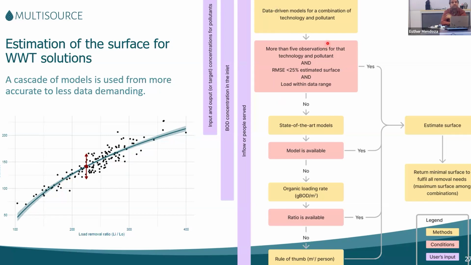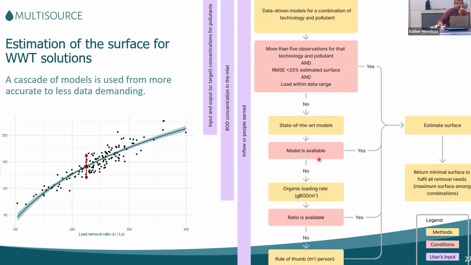In this case, these are regression models. We compare a linear, an exponential, and a power model, and we use the most accurate. However, if these models are not accurate enough, or we don't have more than 5 observations for that combination of solution and pollutant, we don't use these models. So then we try to estimate the surface with the state-of-the-art models. These are mechanistic models that are based on physical parameters.